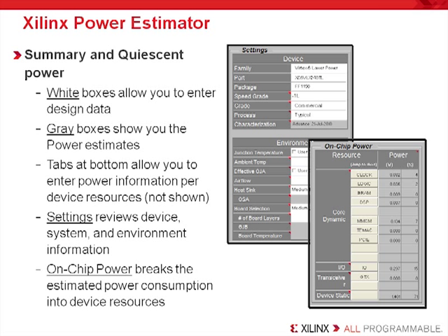So in this slide, we can see, first of all, on the settings page that there are white boxes for us to customize. In this case, the settings page includes device family information and a chosen device density, as well as environment information, such as are you using any sort of airflow in your environment, do you have a heat sink, what's the ambient temperature. And then, of course, the on-chip power will show the estimated power consumption. Now, that is, after you've entered your white boxes, it will show you your power consumption based on your device resources.